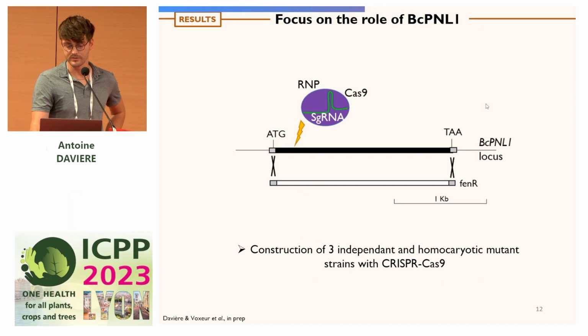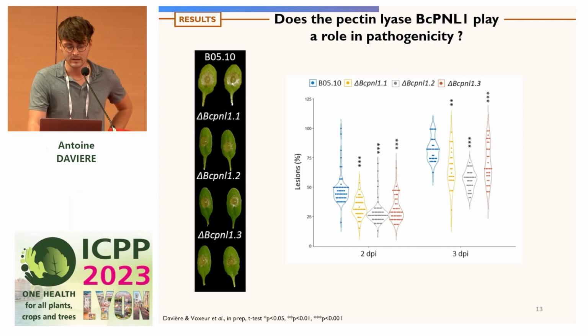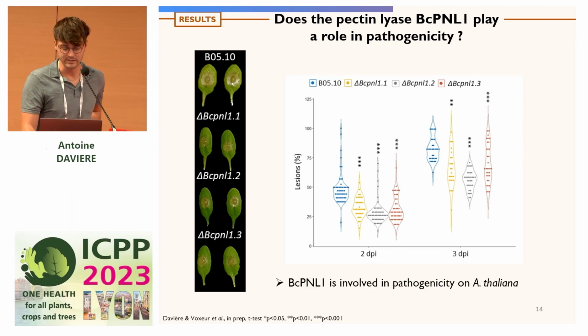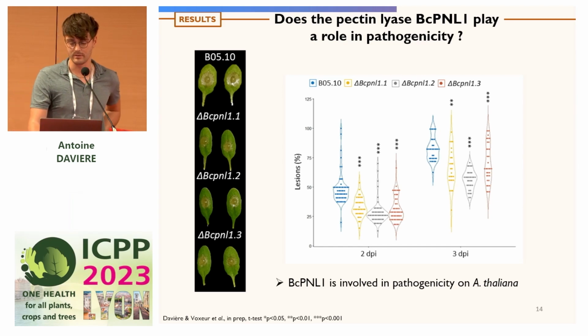And so for that, I've constructed independent and homokaryotic mutants with the CRISPR-Cas9 technique that was adapted recently on Botrytis by the group of Matthias Hahn in Germany. I've obtained 3 mutants and tested them on Arabidopsis. As you can see on the picture and on the graph, those mutants have a reduced pathogenicity compared to the B05.10 reference strain, indicating that this pectin lyase is involved in pathogenicity on Arabidopsis.